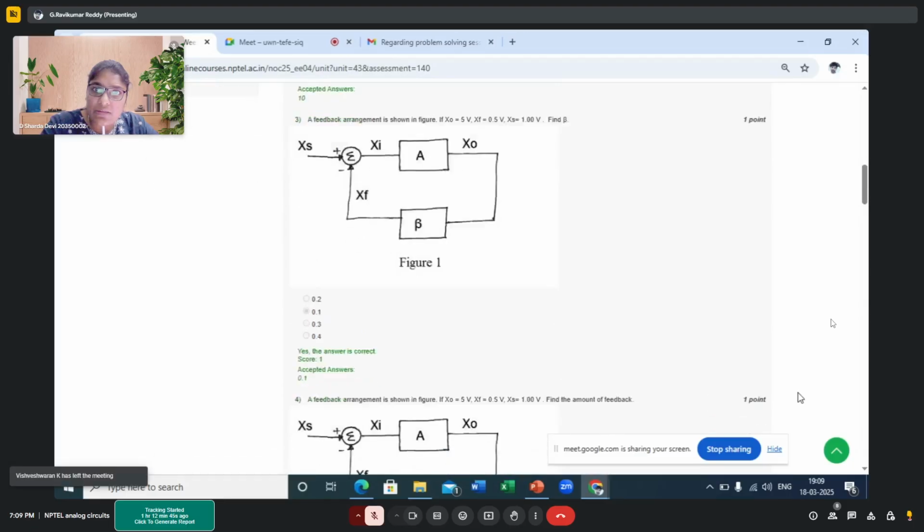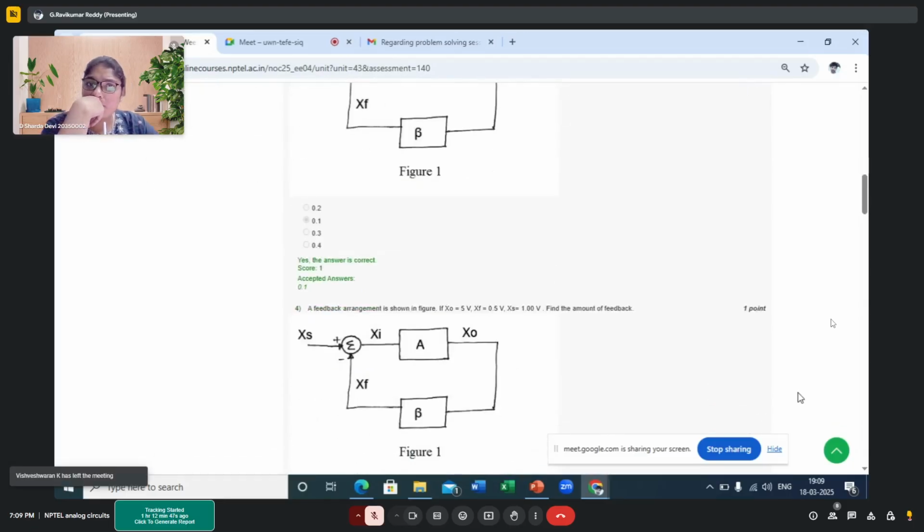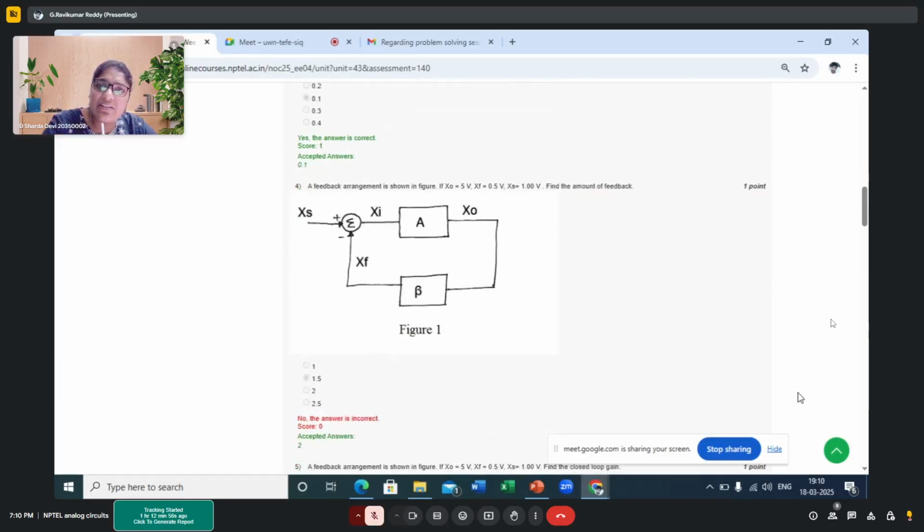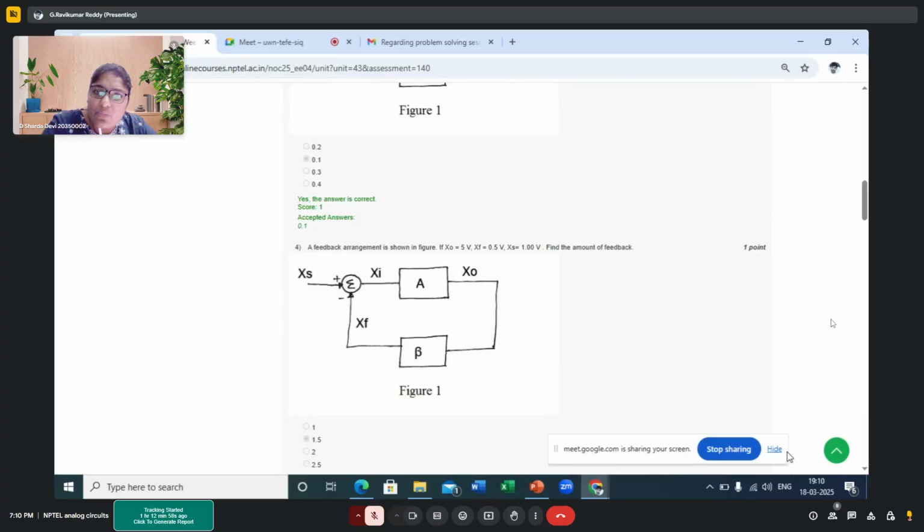I did not understand this fourth one. Find the amount of feedback means what? What is their intention? What are the options? 1, 1.5, 2, 2.5, madam. So I thought amount means a voltage, but in the problem they have already given xf. Yeah, it's already given, right?